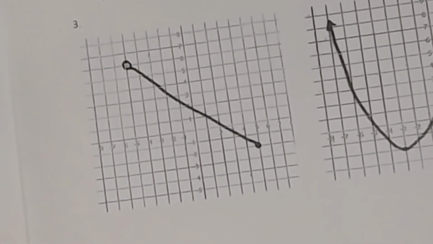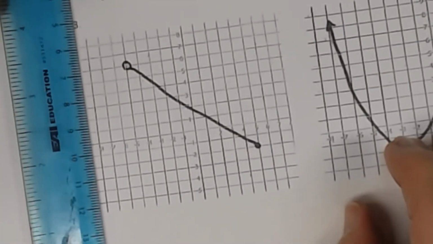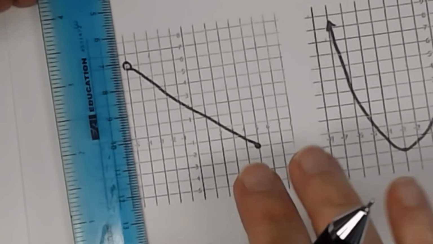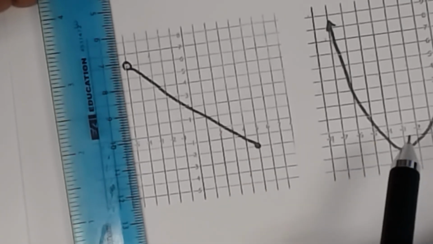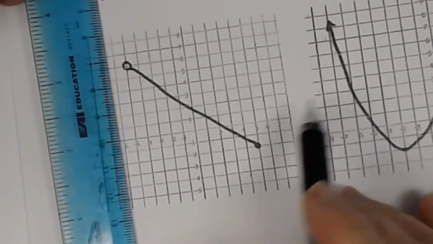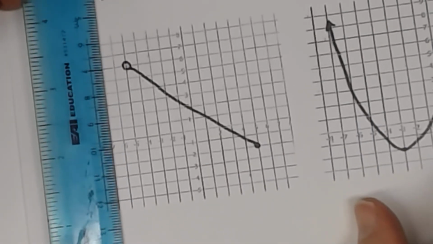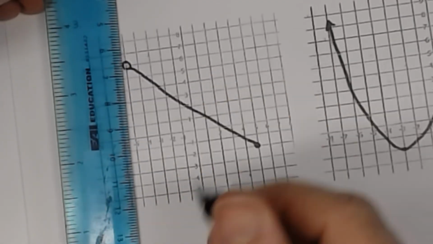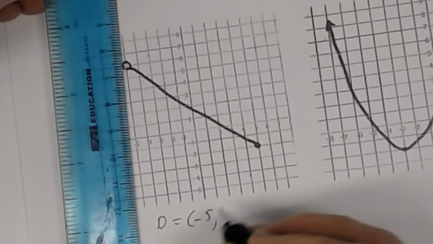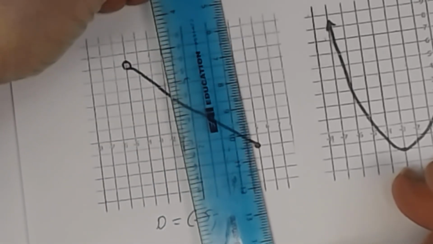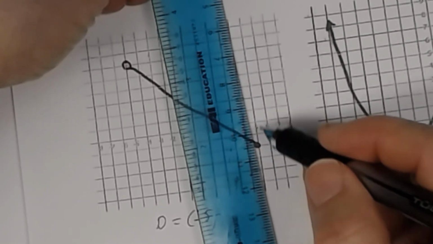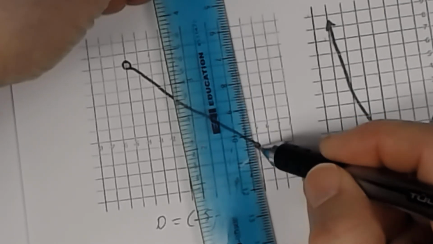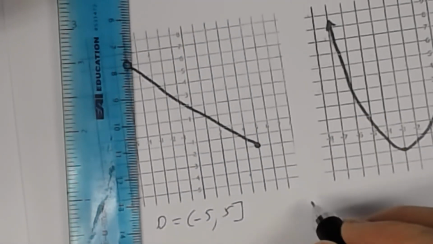Number 3. Again, you want to find the domain first. There are no arrows here, so you're not going to be dealing with infinity or negative infinity at all. The only time you deal with infinity, negative infinity is when you see some arrows. There are no arrows in this problem. But you are starting at this point here, but that's an open circle. So you're going to say parentheses, and that is negative 5. So the domain will be parentheses, negative 5, comma, all the way, and the largest x value is this x coordinate here, which is 5. So it'll be 5 with a bracket.